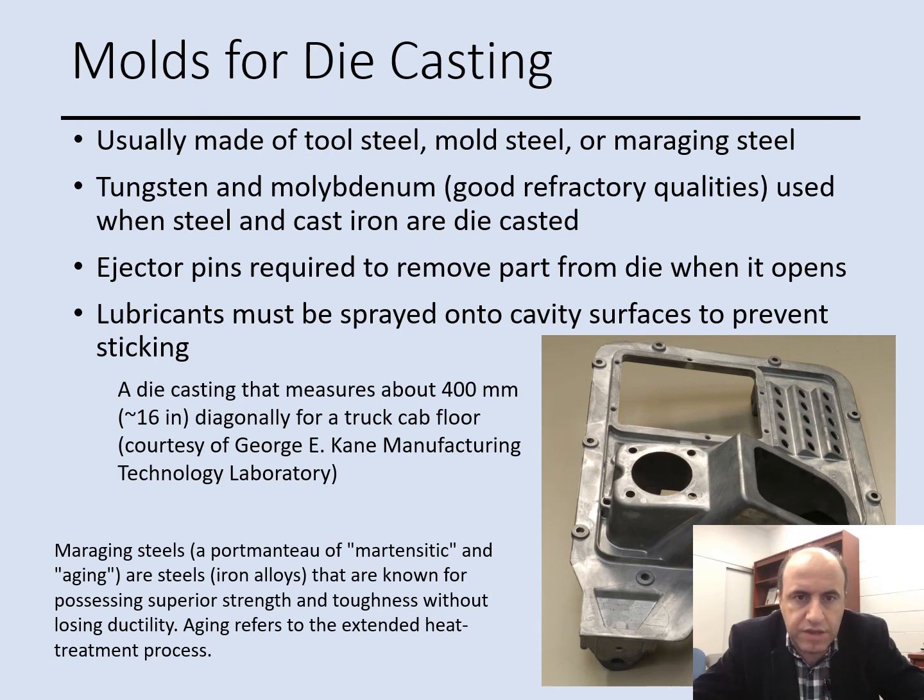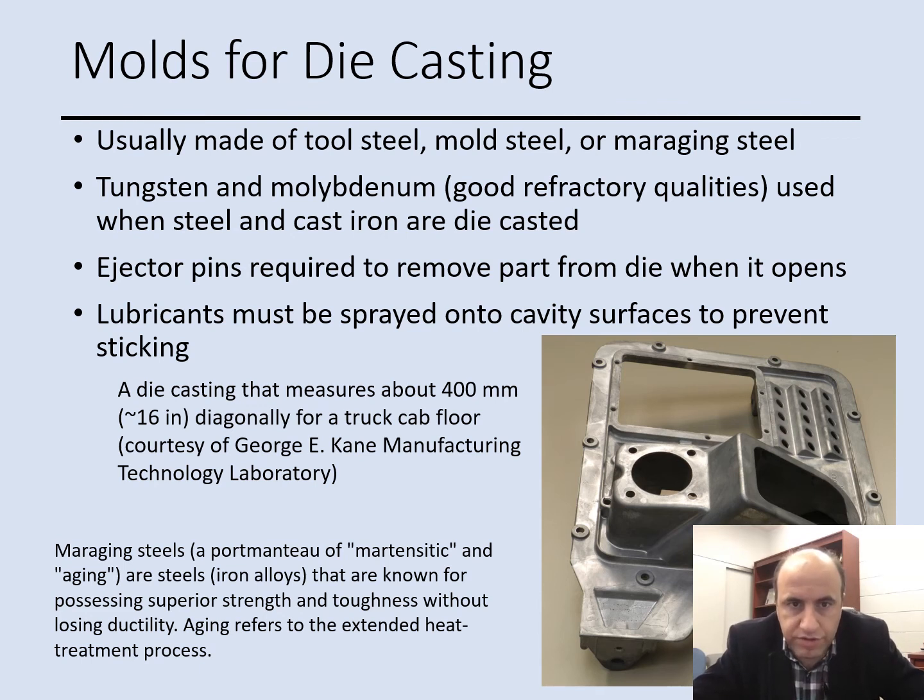The die casting actually has a mold, as you know. The mold can be made of tool steel or molded steel or maraging steel. All of them are very strong materials. And also, if we want to use refractory material, we can use tungsten or molybdenum when we want to make steel or cast iron parts.